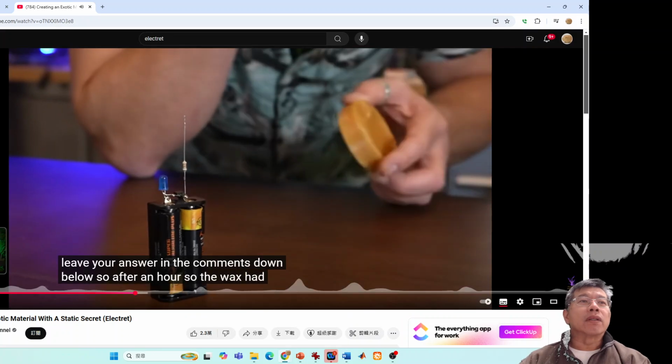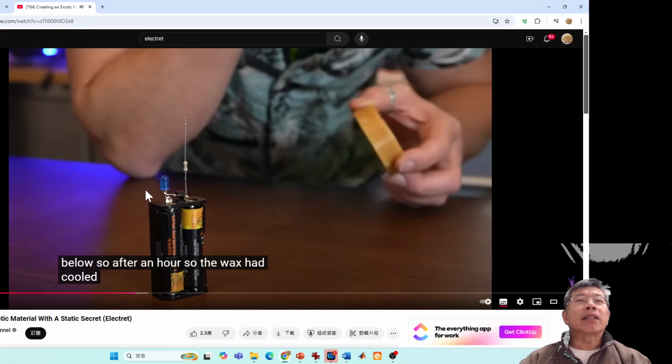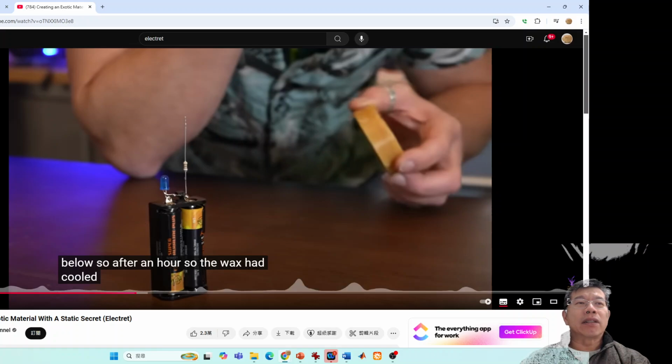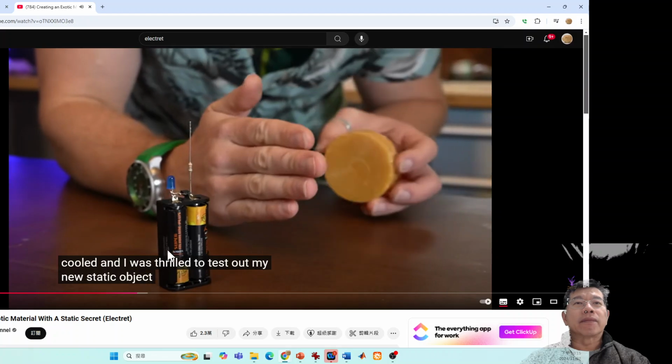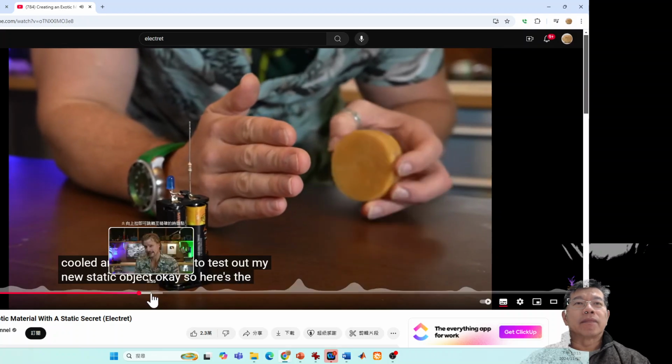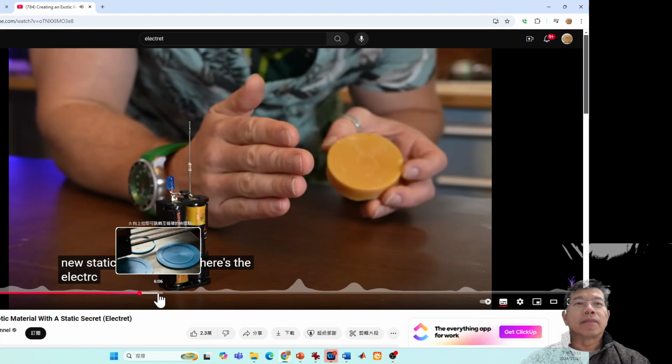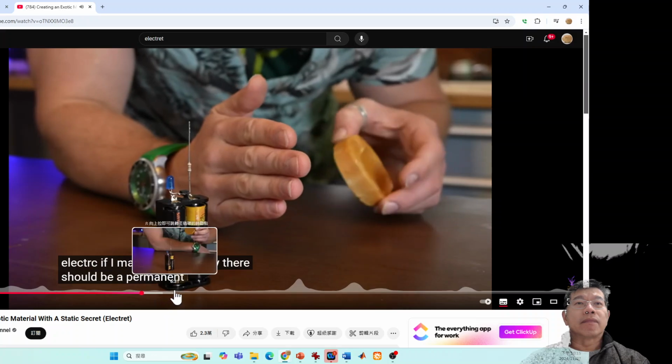An hour or so later the wax had cooled, and he made a detector to detect if there's some electric field in this region. So by that, he can turn on the LED here. Okay, so here's the electret. If I made this correctly, there should be a permanent static field. Let's see what it does.